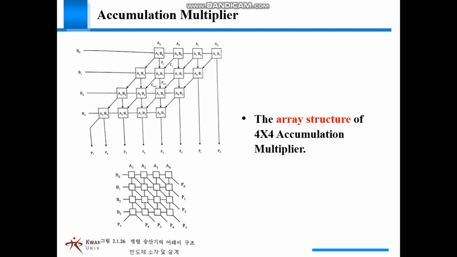This is the array structure of the 4x4 accumulation multiplier. There are additions of each bit, so we can get the results of the multiplier.